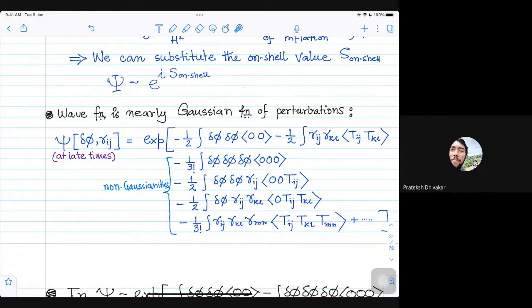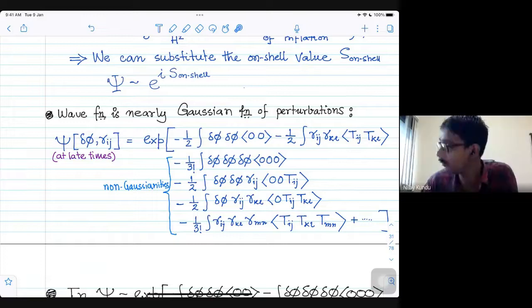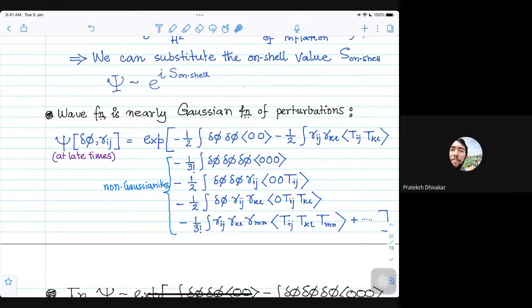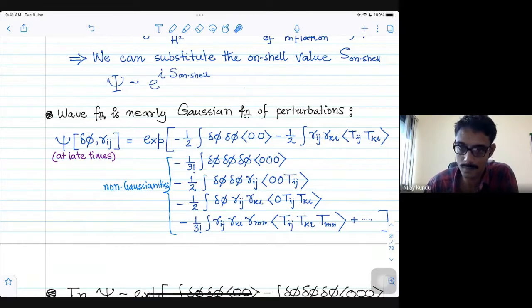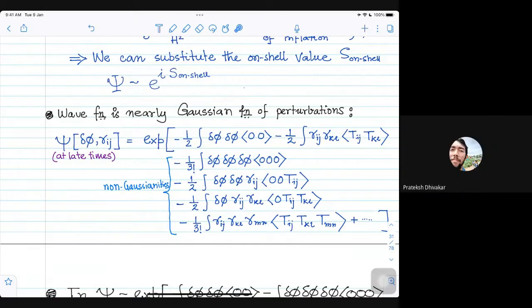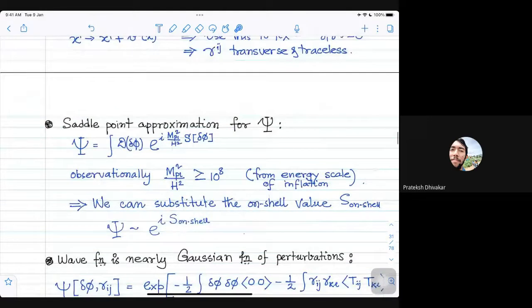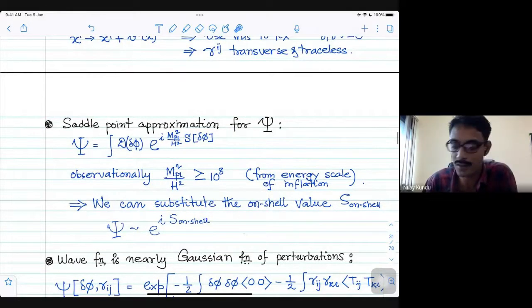Yeah, I had a question. Please. Here, this saddle point approximation, how does it differentiate between Bunch-Davies vacua and alpha vacua? I'm not able to understand how this analysis differentiates that. That is also not clear. Yeah, that's also not yet clear.